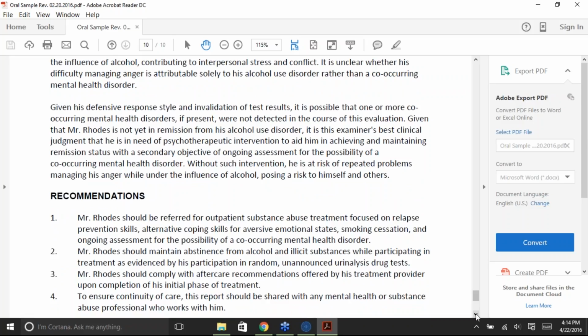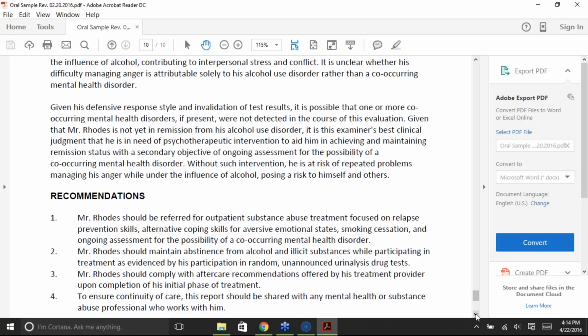Summary: this guy drinks to cope and it doesn't work out so well for him. Conclusion: he's got an alcohol use disorder and needs treatment, because without it, bad things will happen. Recommendations: therefore I'm going to recommend treatment.